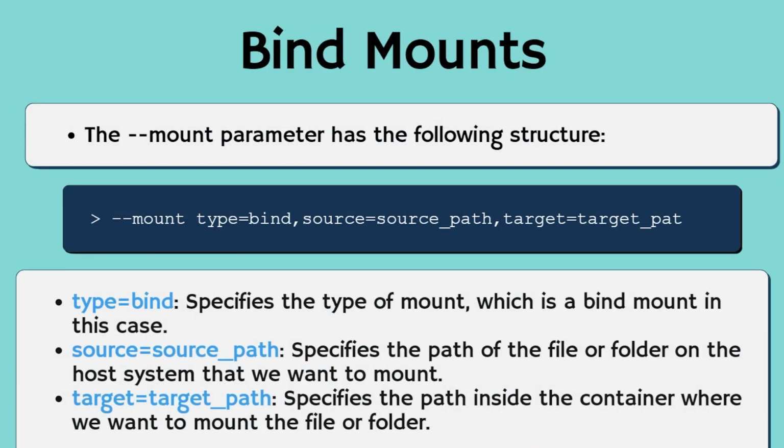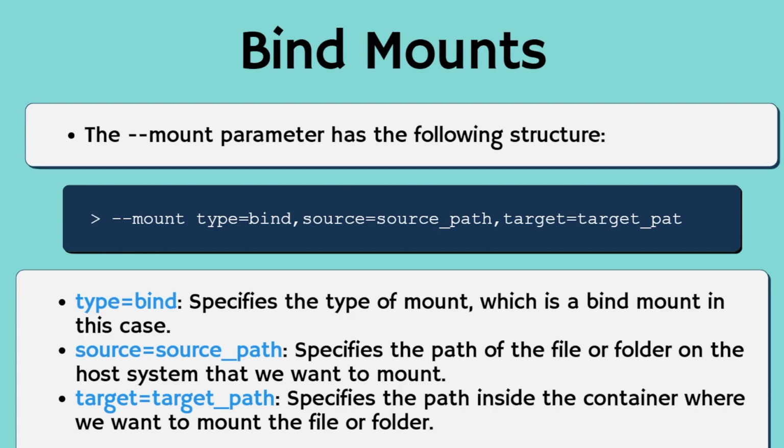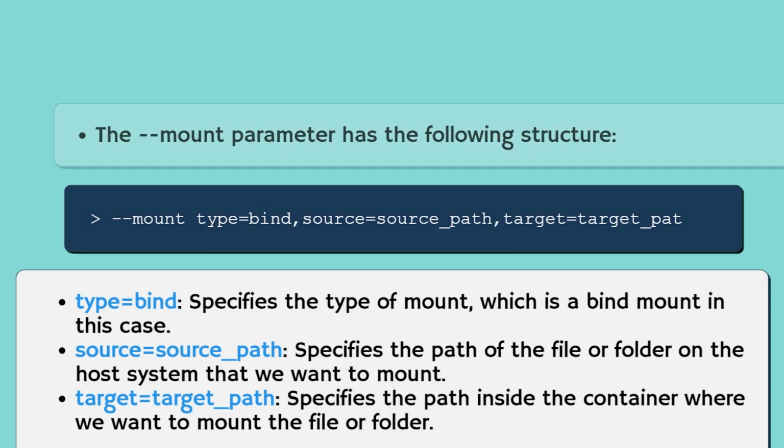The mount parameter has the following structure: --mount type=bind,source=source-path,target=target-path. type=bind specifies the type of mount, which is a bind mount in this case. source=source-path specifies the path of the file or folder on the host system that we want to mount. target=target-path specifies the path inside the container where we want to mount the file or folder.